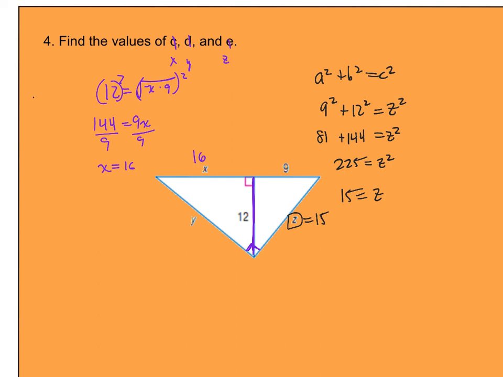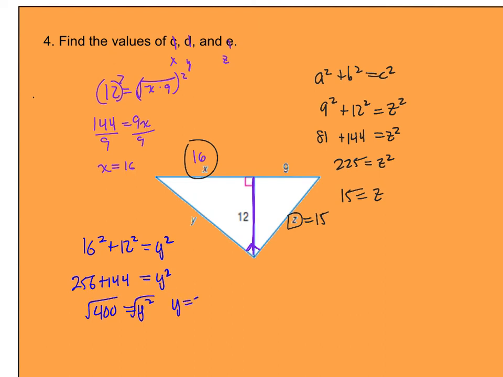I'm going to do the same thing with Y, because once I figured out that X is 16, it's just a Pythagorean theorem problem. I told you Pythagorean theorem would show up a lot. So 16 squared, 256, plus 144. When you add those together, it's 400. Square root, Y equals 20. All right, so we have X, we have Y, we have Z, problem solved.